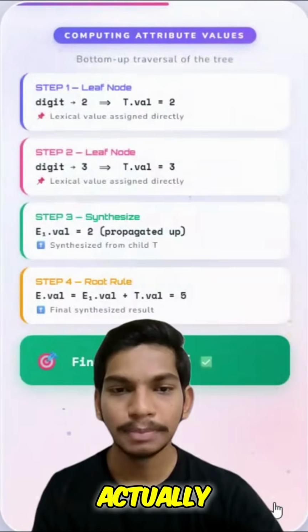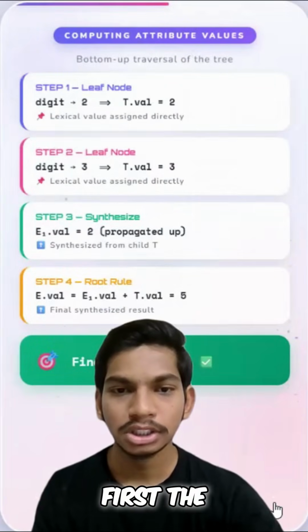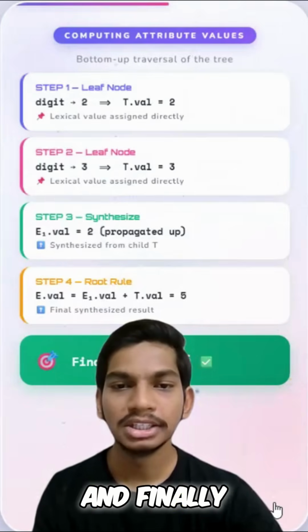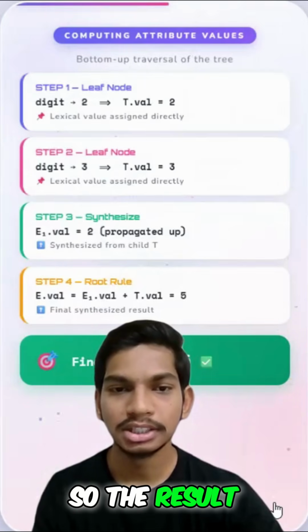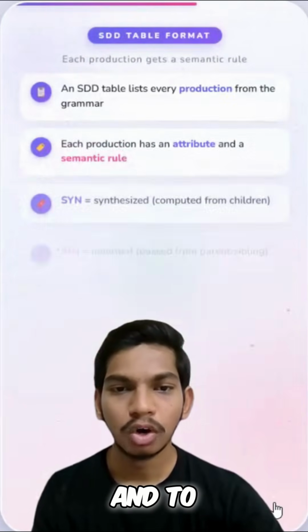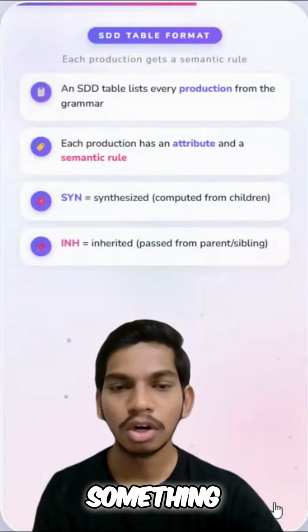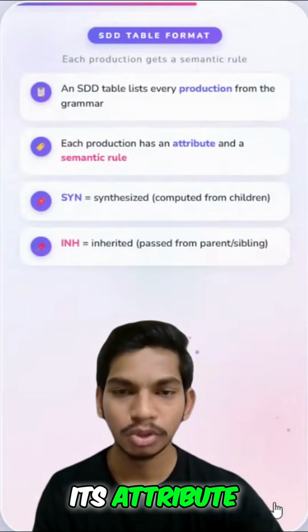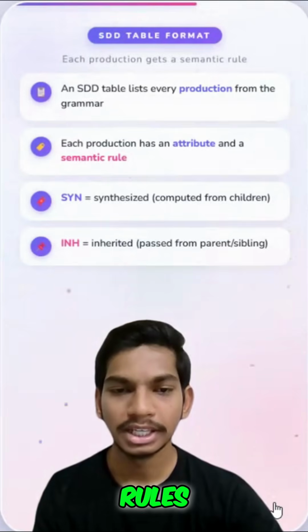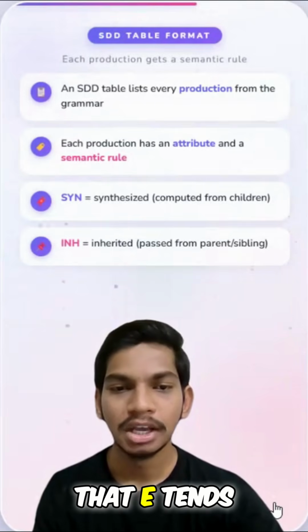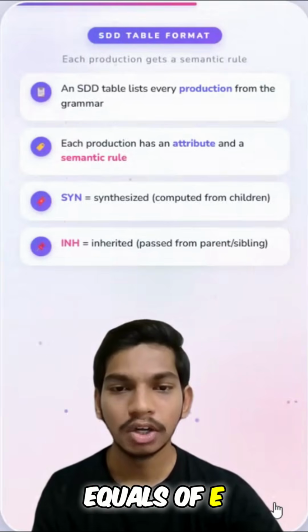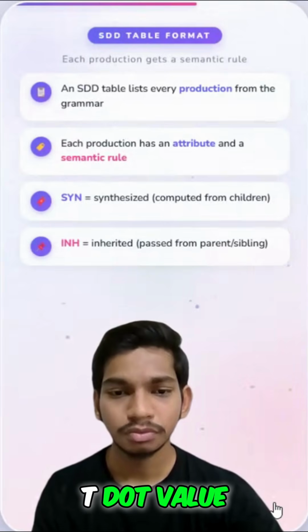So what actually happened here? First, the leaf nodes got their values, then those values are moved upward, and finally the root is computed. So the result is displayed. To organize all this, we use something called an SDD table. Each grammar rule is written with its attributes and its semantic rules. For example, here we can see that E tends to E plus T becomes E dot value equals E1 dot value plus T dot value.